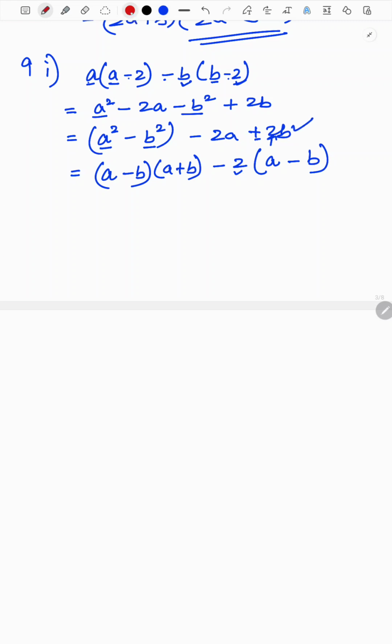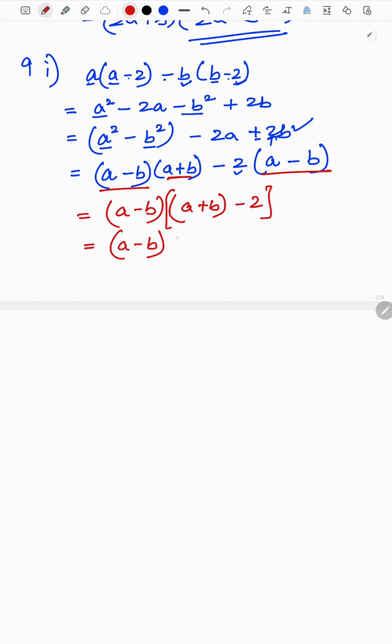So now in this question, what do you see? A minus b, and this a minus b is common. So I can write this a minus b here, and the remaining number that is left is a plus b, and here it is minus 2. This is another number. So now, after removing the bracket, I can write a minus b, a plus b minus 2. So this is the solution for question number 9(1). Okay, so now let's see question number 9(2).